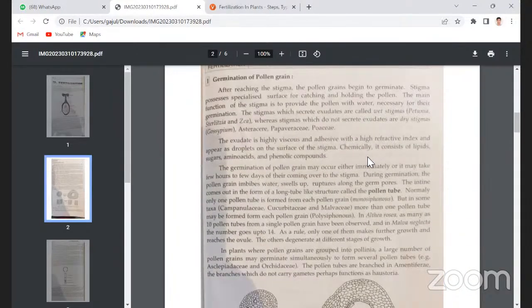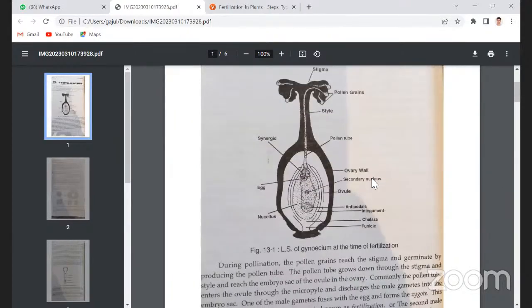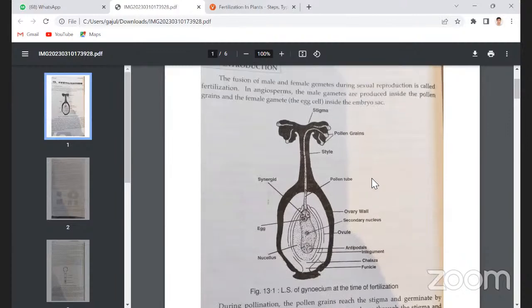Coming to germination of the pollen grains. Germination of the pollen grains. Just see this diagram. This is the longitudinal section of the gynoecium at the time of fertilization. Next, coming to how the pollen grains germinate. You know pollen grains? These are the pollen grains.